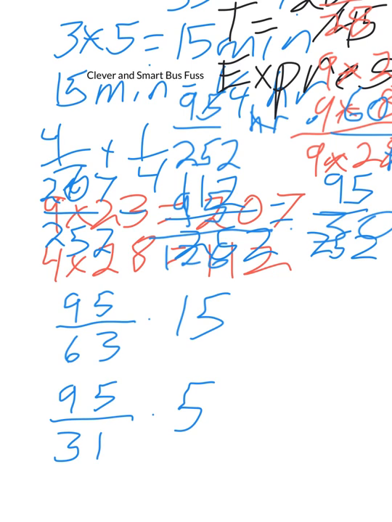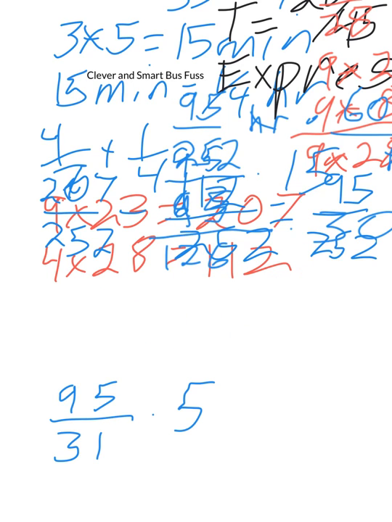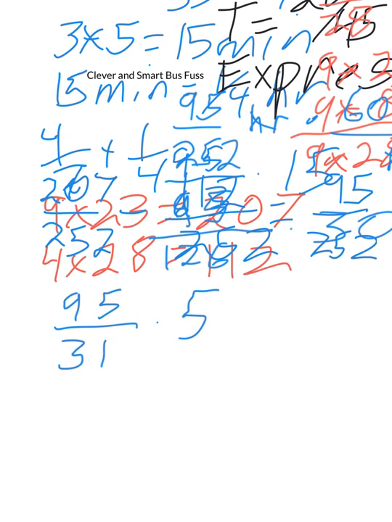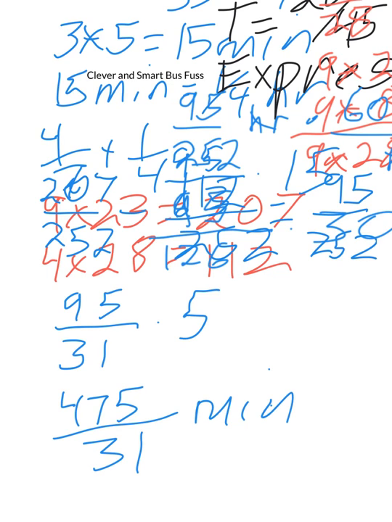And now I think I've gotten all my common pieces out, so now I just need to solve this. So let's do 95 times 5. Well, 95 times 10 would be 950. So half of 950 is 475. So I'm going to write this as 475 over 31 minutes.